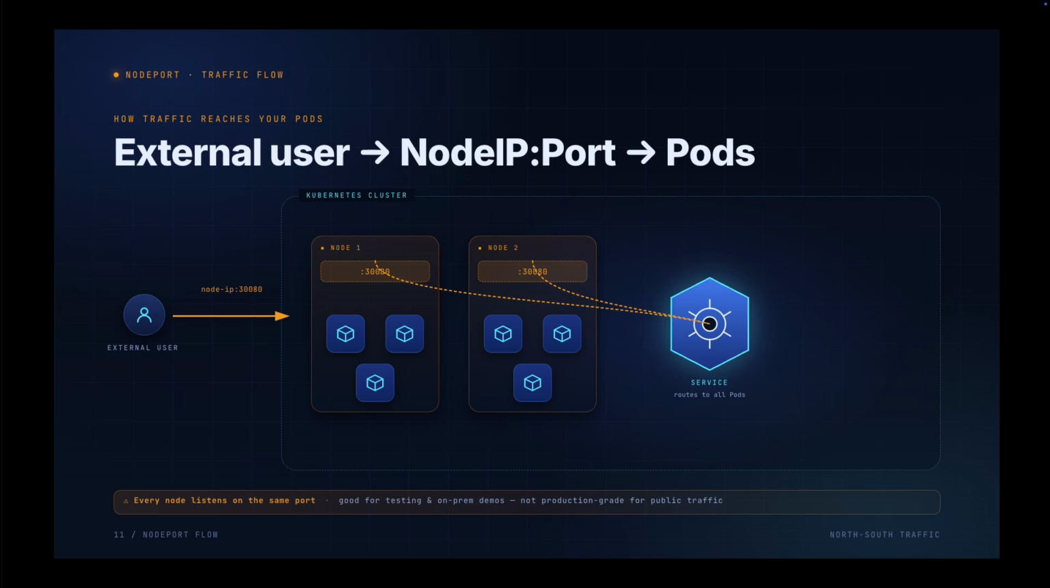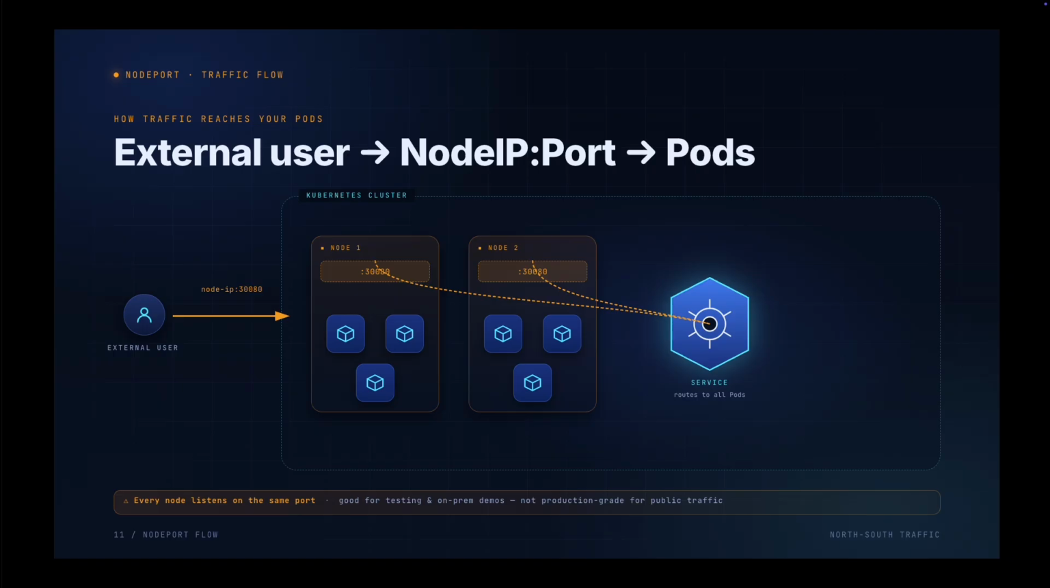The user sends a request to the IP address of any node in the cluster, followed by the node port. For example, node IP:30,080. Every node in the cluster listens on that same port. It doesn't matter which node receives the request. Kubernetes will forward the traffic to the service. The service then routes the request to one of the available pods.